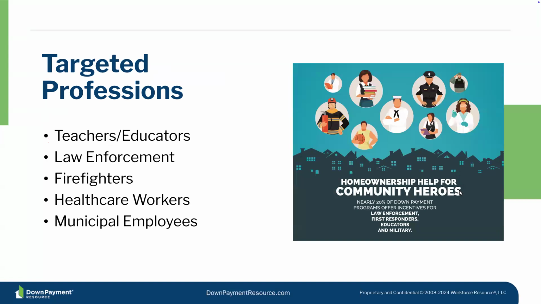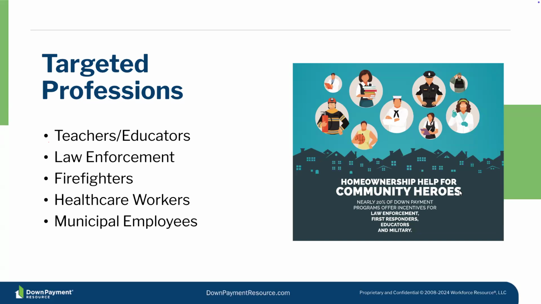There are also special programs available in many markets that target certain professions, typically teachers and educators, police officers, firefighters, healthcare workers, and municipal employees. For example, in Georgia, the state funds the Georgia Dream program that offers $10,000 in down payment assistance to eligible buyers. But teachers, police officers, and nurses can get an additional $2,500 for a total of $12,500 in down payment and closing cost assistance.